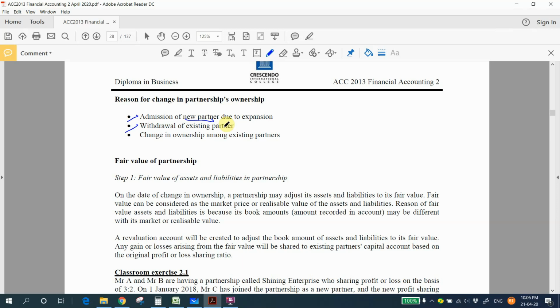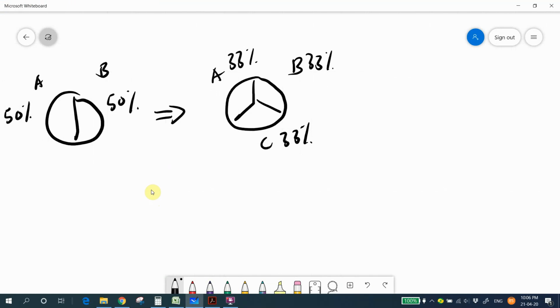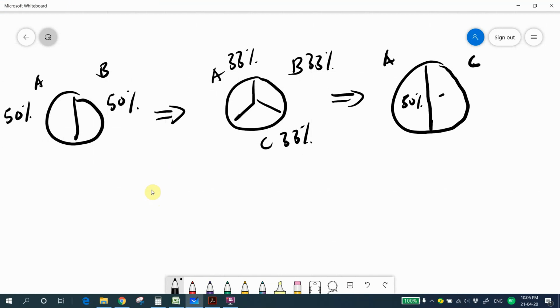Next, withdrawal of an existing partner. Let's say after a year, Mr. B wants to retire, and the profit and loss structure may change to A and C based on 50 and 50. Withdrawal of an existing partner: let's say B doesn't want to join the partnership anymore, so the ownership will change accordingly.